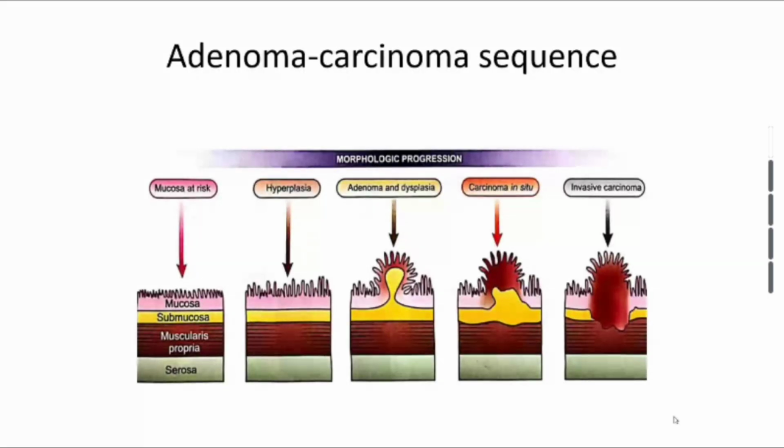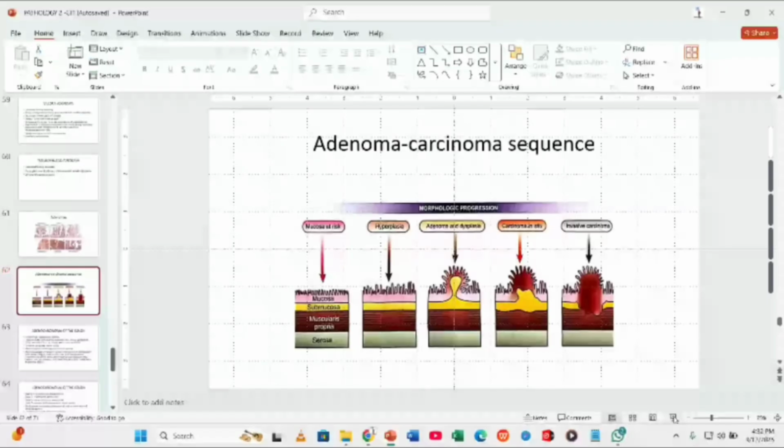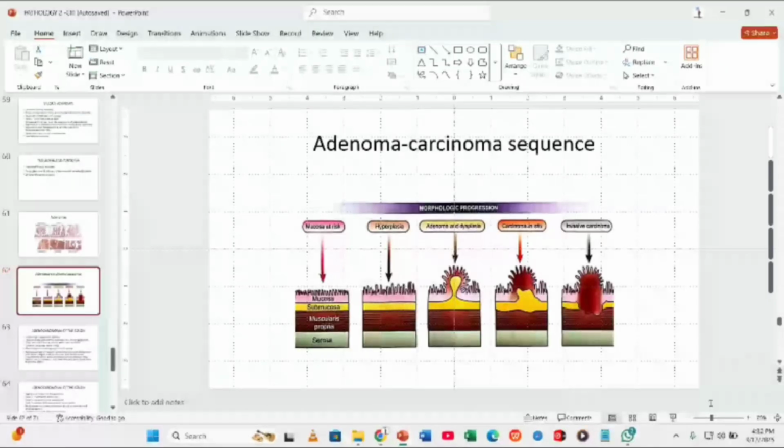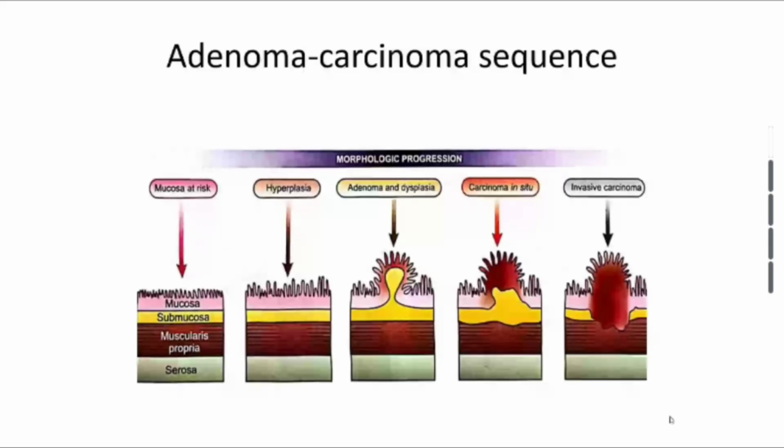So you can initially have a mucosa that is at risk, and then you have a hyperplasia that is increasing cell size and cell number of the mucosal cells. Then you end up developing adenoma with dysplasia. Then you end up with carcinoma in situ. I'm sure we talked about carcinoma in situ in pathology 1, so be able to go back and revise it again.